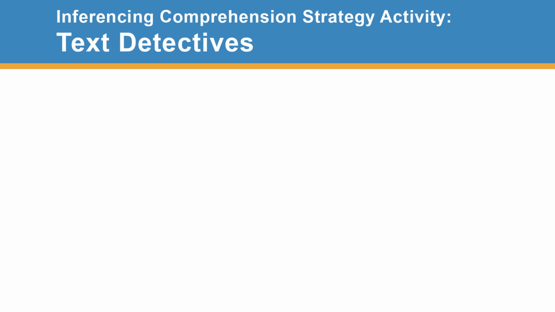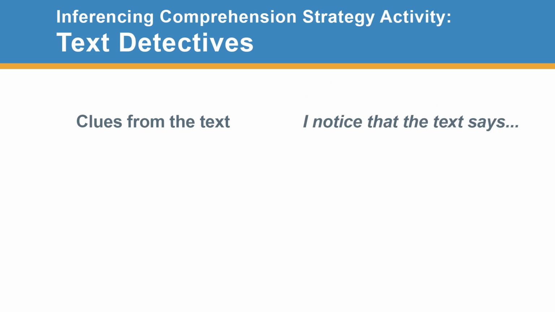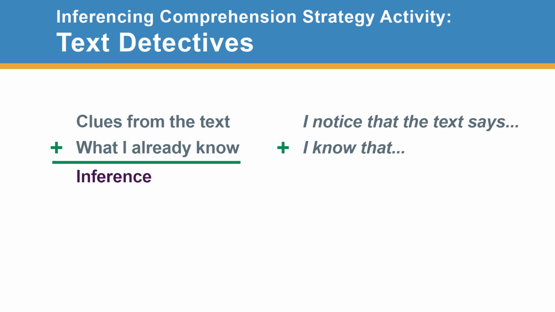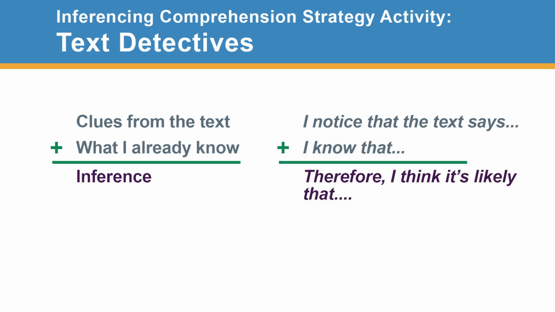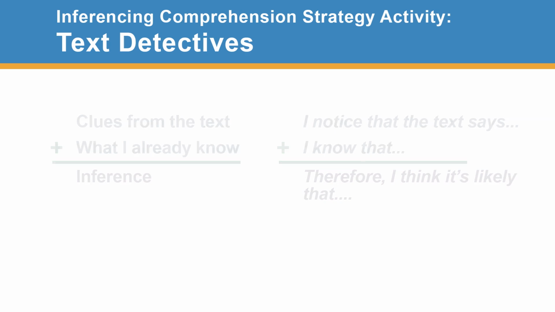Show students this formula for how to make an inference. Clues from the text such as, "I noticed that the text says," plus what they already know, such as, "I know that," equals drawing inferences to make conclusions or judgments about what is not said explicitly. Therefore, I think it's likely that. Keep the formula on display or otherwise accessible for the students to see and use. As they gain familiarity, remove it.